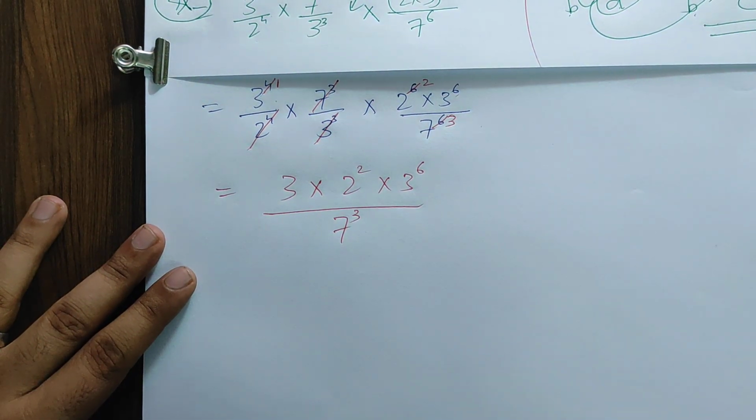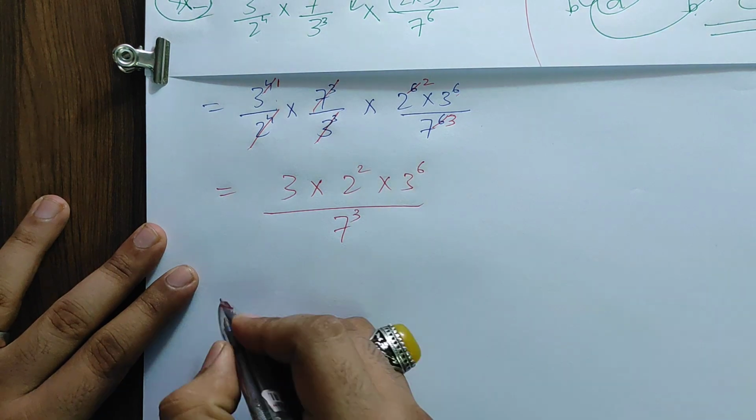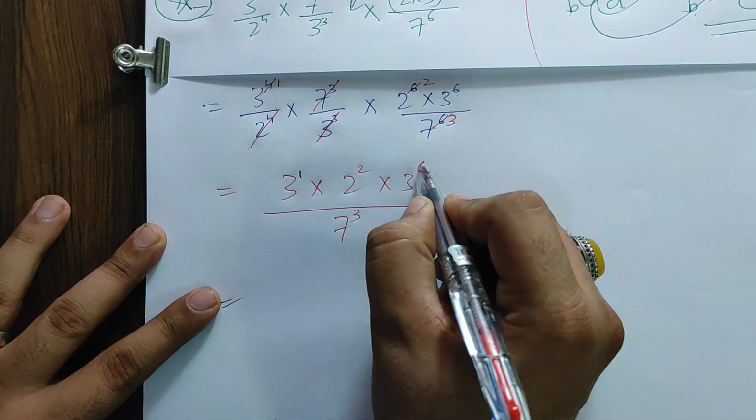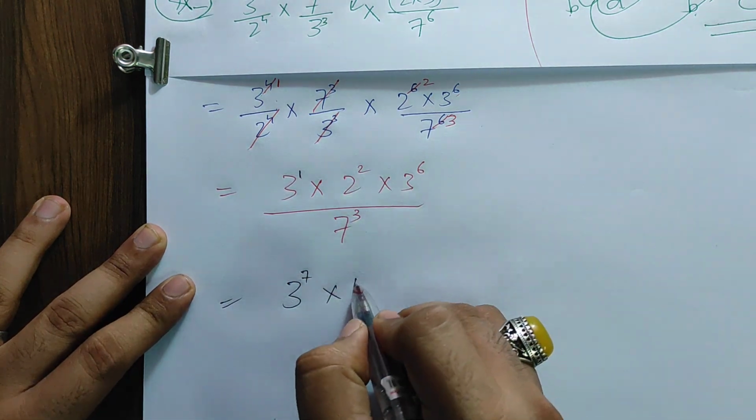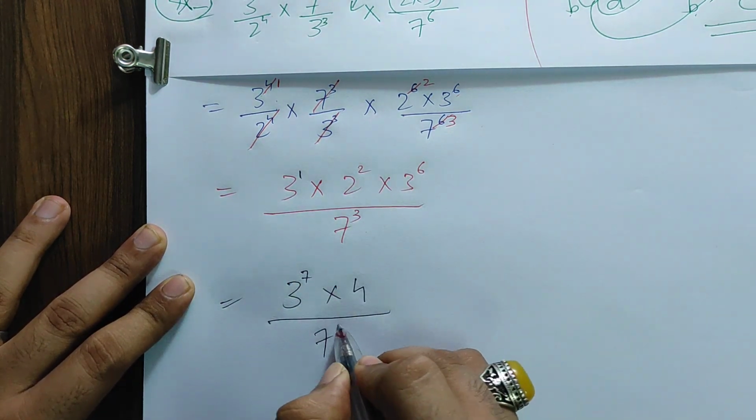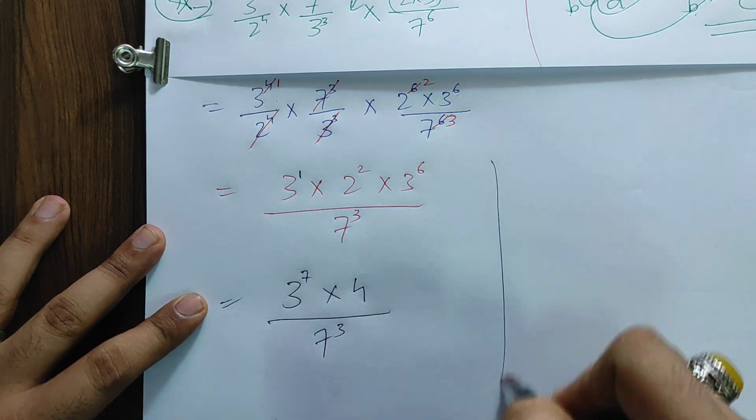Students, now we just have to multiply. See this calculation please, everyone. This 3, it's 1 time and this is 6 times. So this can be written 3 raised to 7 multiply by 2 raised to 2. 2 raised to 2 is 4. 2 square is 4 and upon 7 raised to 3. So now let me solve it over here in the rough work.